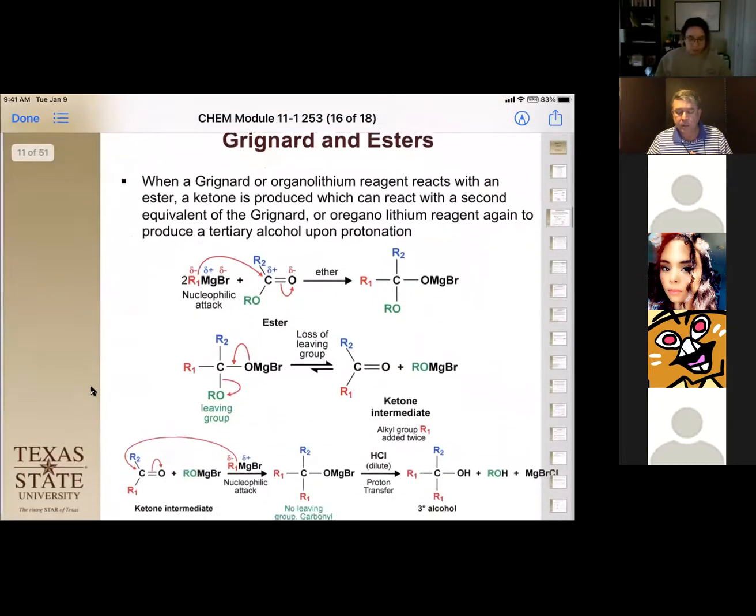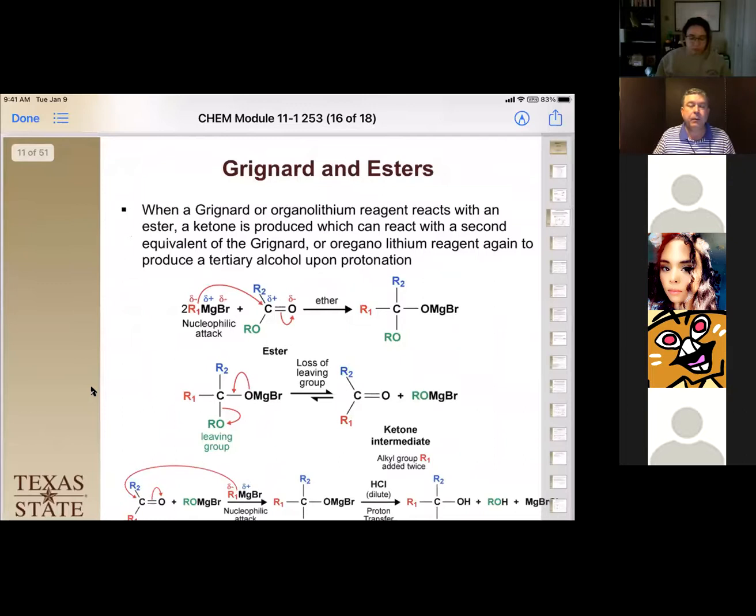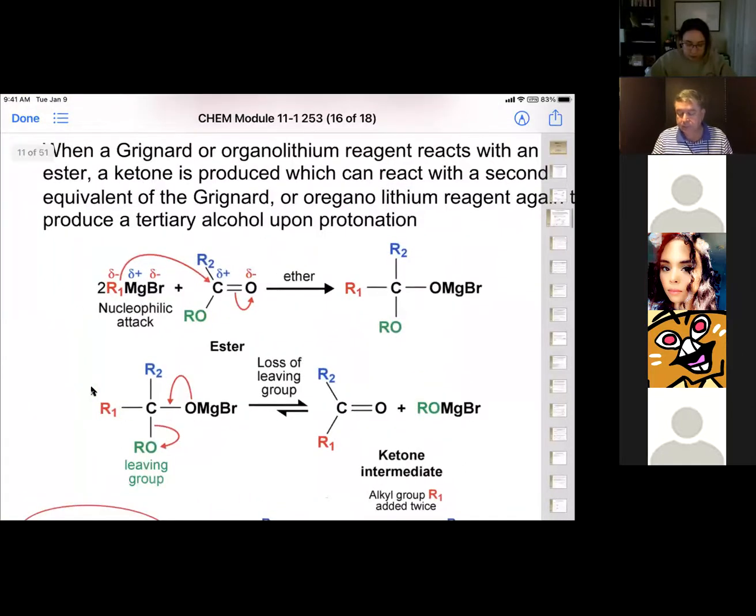Okay, so I said you can make a wide variety of things as long as you have a carbonyl. Well, esters have carbonyls too, right? It has a carbonyl and an OR and some kind of alcohol attached to it. The problem with this is that when you do your first attack, you make this substituted product here, where you have 4 things bonded to carbon.